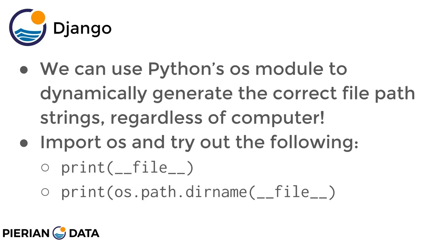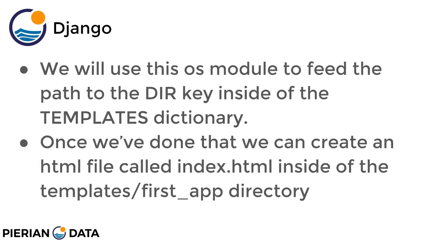Well, this is where the power of Python comes into play. We can use Python's os module to dynamically generate the correct file path strings, regardless of whosever computer you're using or whatever operating system you're using. If you want to check this out, you can import os with Python and then try out something like the following: print __file__, or print os.path.dirname and then pass in that __file__ tag. And we're going to actually show you examples of this right when we're done with this presentation. But we're going to be using this os module to feed the path to the DIRS key inside of that TEMPLATES dictionary.